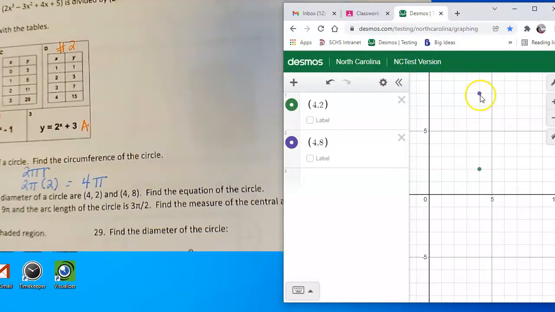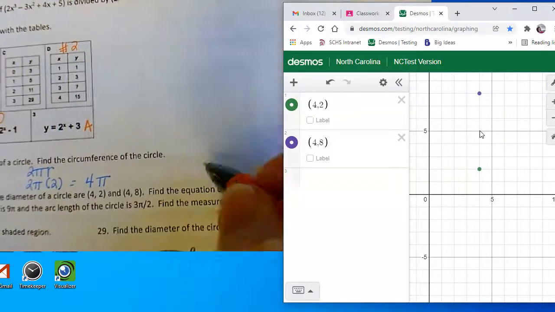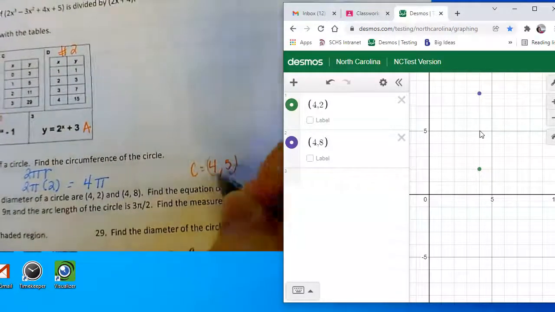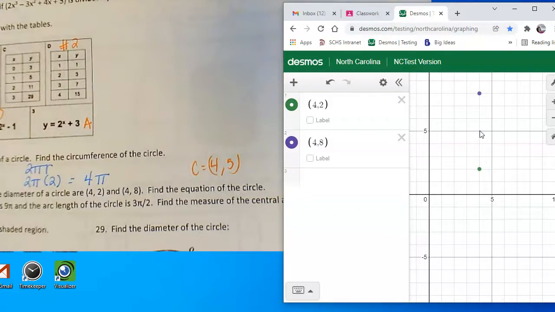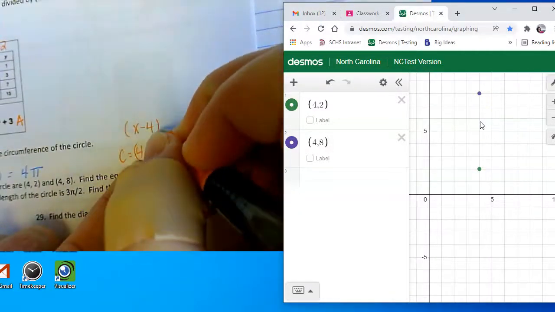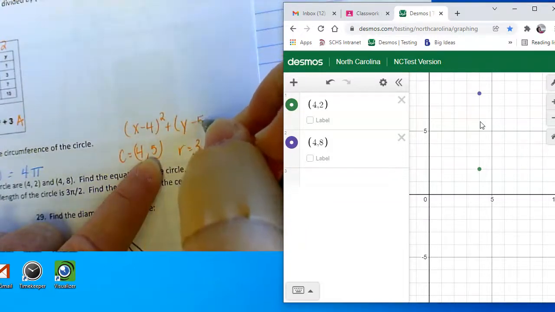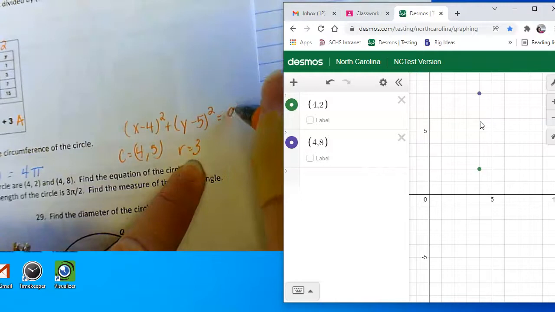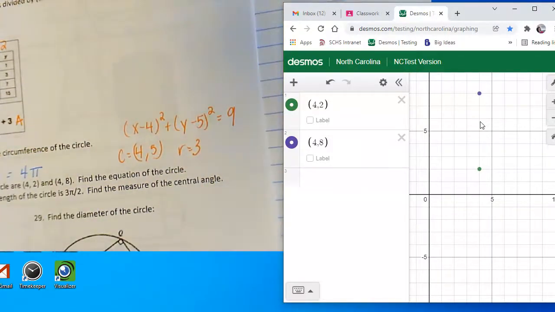Alrighty. So if that's them, where would the center be? Well, the center would be right there. Do you agree? So the center looks like it's going to be at 4, 5. And then if the center is at 4, 5, how much do I go from there to match it up? 3? So radius is 3. And then to write your equation, we would have x minus 4 squared plus y minus 5 squared equals, square the 3, and you get 9. And then you could graph it just to check it, make sure it goes to those 2 points, and that they would be at the end points.